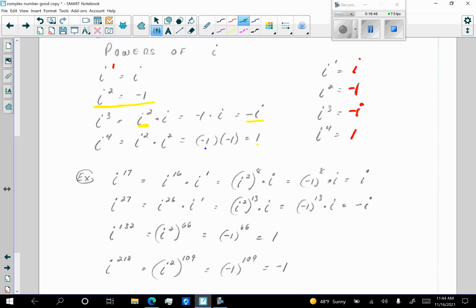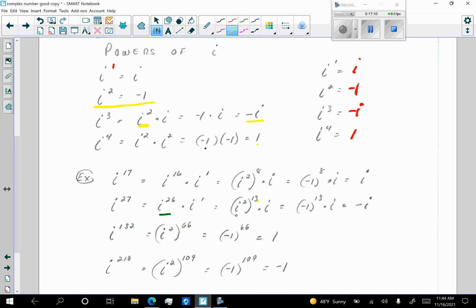So let's go back here to I to the 27th. I want to write that as I to the 26th times I to the 1. Why is that true? Because 1 plus 26 is 27. I to the 26th here is going to be I squared to the 13th. Why? Because 2 times 13 is 26. Here I have a power to a power. You're going to multiply.